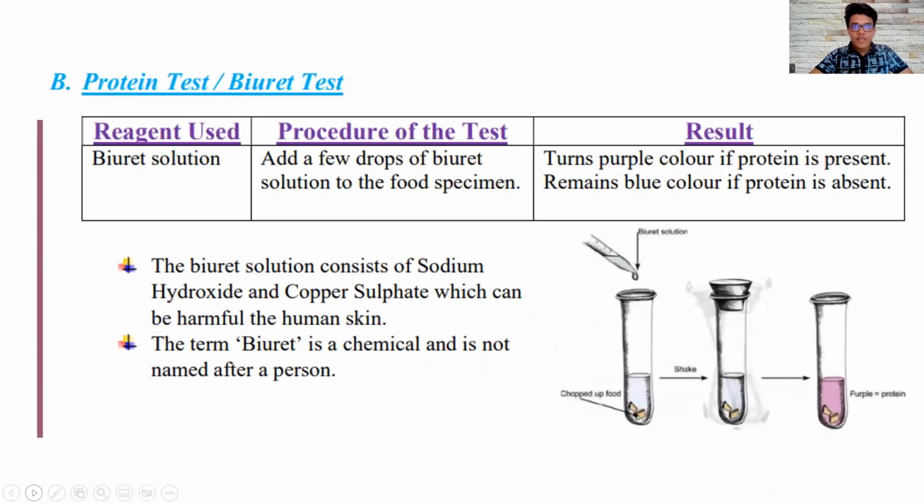Then for proteins, we undergo the Biuret test, where we add the Biuret solution to the food specimen and shake it. If proteins are present, the color changes to purple, and if not, the solution remains blue. The Biuret solution consists of sodium hydroxide and copper sulfate, which can be harmful to human skin. And remember that Biuret is the name of a chemical and is not named after a person, unlike Benedict's solution.